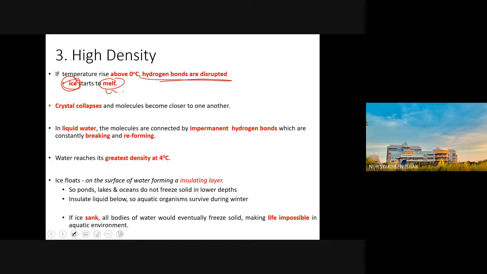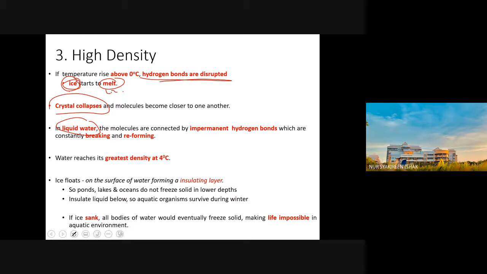So this causes the crystal structure to collapse, and water molecules become closer to one another. So in liquid water, the molecules are connected by impermanent hydrogen bonds, which are constantly breaking and reforming. So remember, water in liquid state, they always move, they have higher energy. So the hydrogen bonds will keep on forming and breaking, forming and breaking.